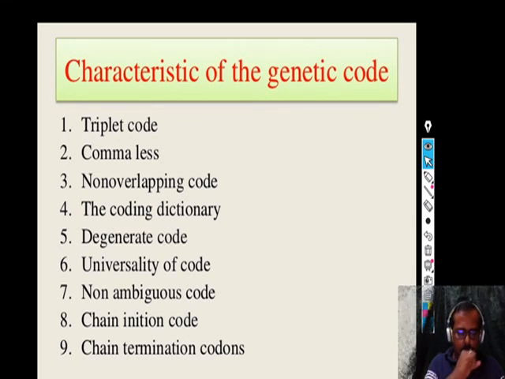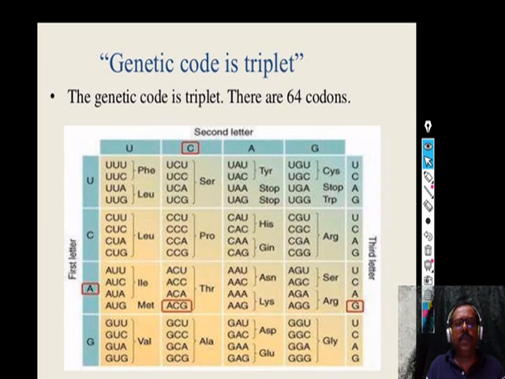First of all, we should consider the triplet nature of the genetic code. From the very beginning, we are mentioning that there are three different nitrogenous bases which make the codon or the genetic code. So the genetic code is made up of three nitrogenous bases.